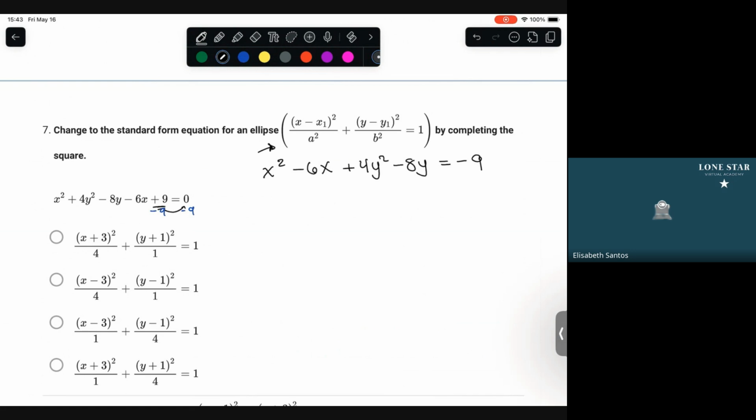Okay. So what's next? The next thing is now we're going to complete the squares. So we're going to start with the x's. We're only given that. And the formula to complete this square is going to be b over 2 squared. So just keep that in mind.